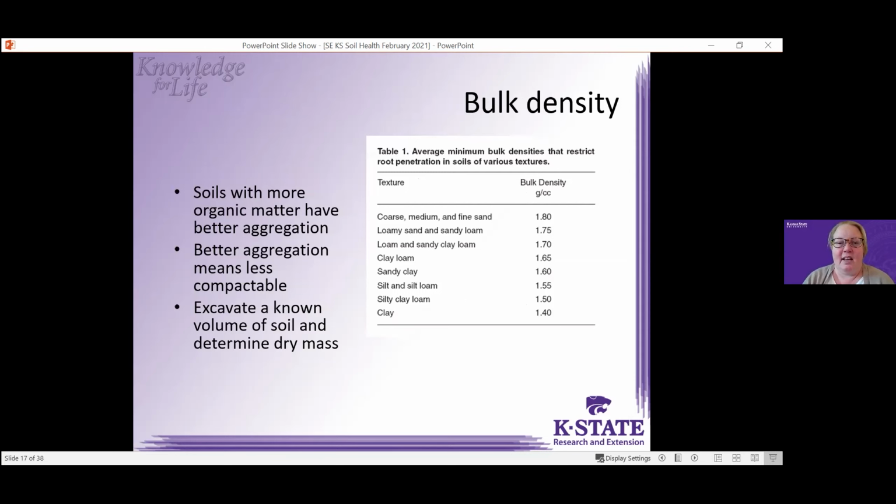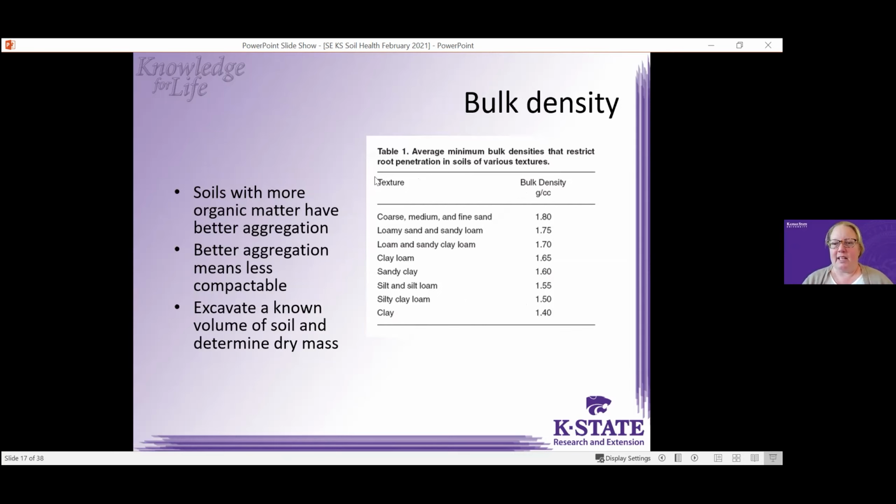So bulk density, basically density and porosity are the exact opposite of each other. The more dense you are, the less pores you have, right? So soils that have more organic matter generally have better aggregation, and better aggregation means the soil is less compactable. If you have a high density in your soil, it could be compacted, but it does depend on texture.